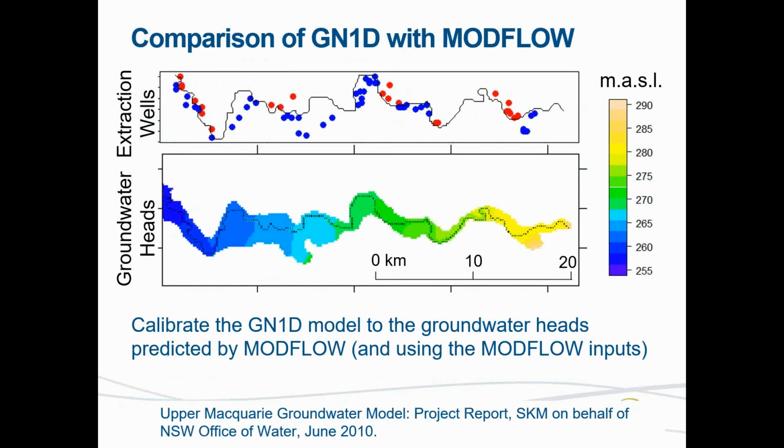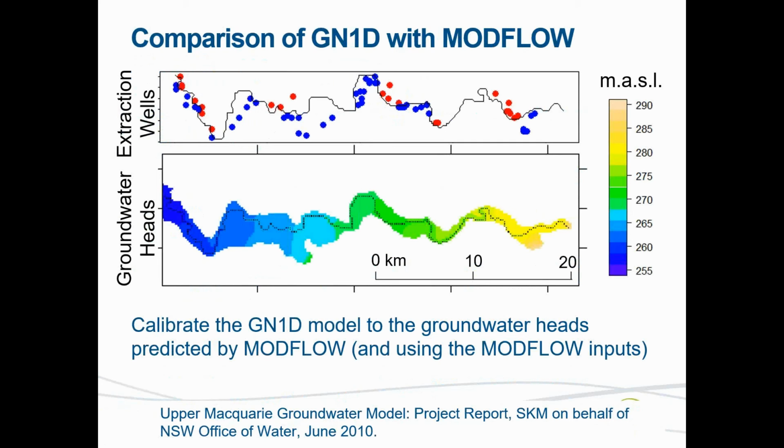Here I've just shown our selected river reach of the Macquarie. That's the black line. In the top pane, we can see the locations of groundwater extraction bores either side of the river. And in the lower figure, we can see an indication of the groundwater head gradient along the river reach.